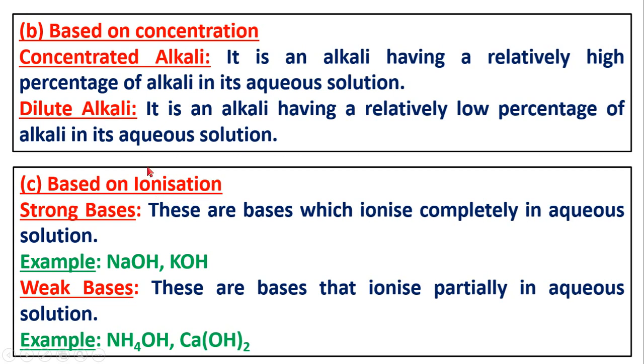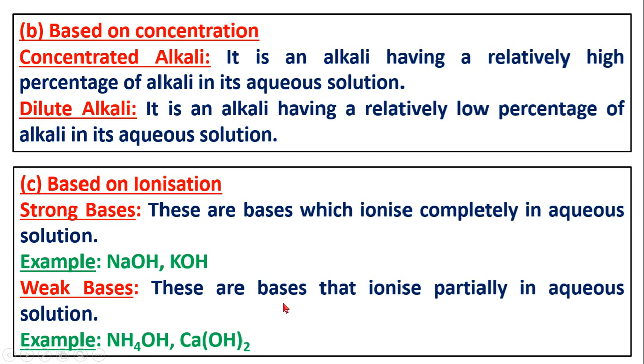The third one, C, based on ionization, it is classified into strong bases and weak bases. Strong bases are bases which ionize completely in aqueous solution. For example, sodium hydroxide NaOH, potassium hydroxide KOH, Na+ OH-, K+ OH-. Here this OH- ionizes completely in a solution. So sodium hydroxide and potassium hydroxide are strong bases.